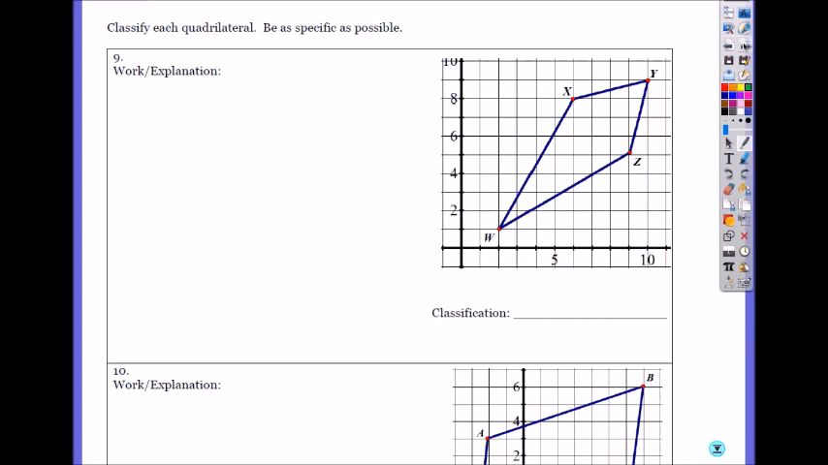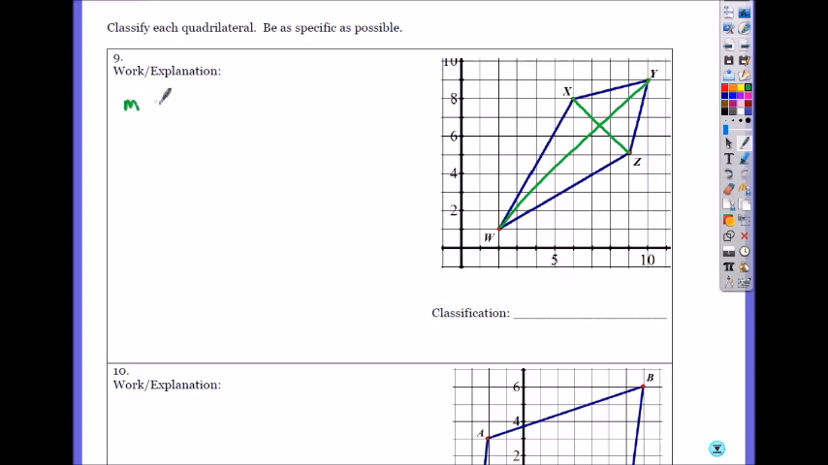Two adjacent sides are equal. We can show the lengths of these two are equal, and the lengths of these two are equal. What else for the kite? Diagonals are perpendicular. Can we find the slope of these two diagonals? Yes. But let's go ahead and find the length of each side first.